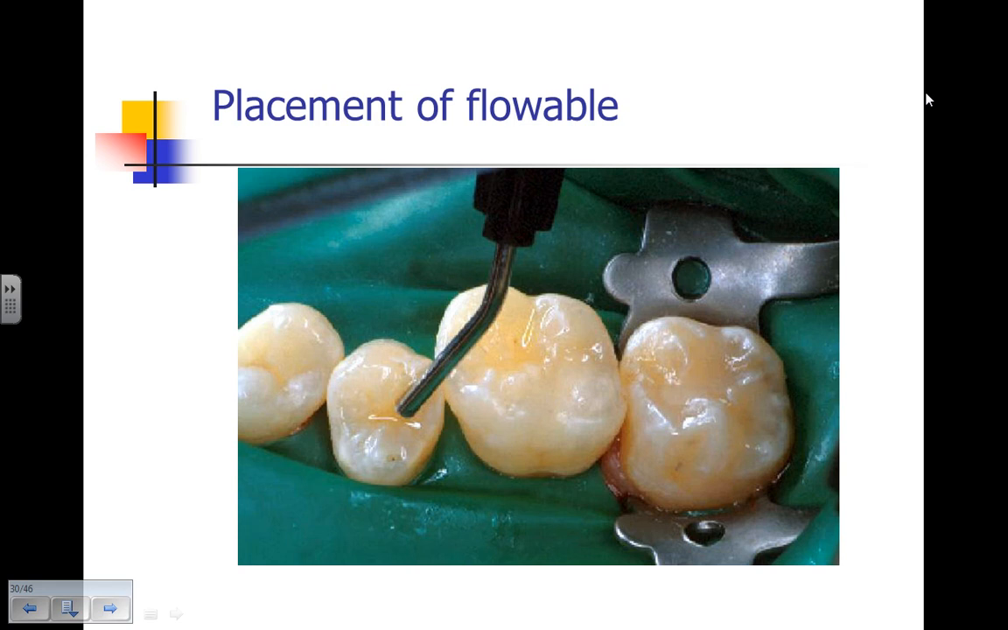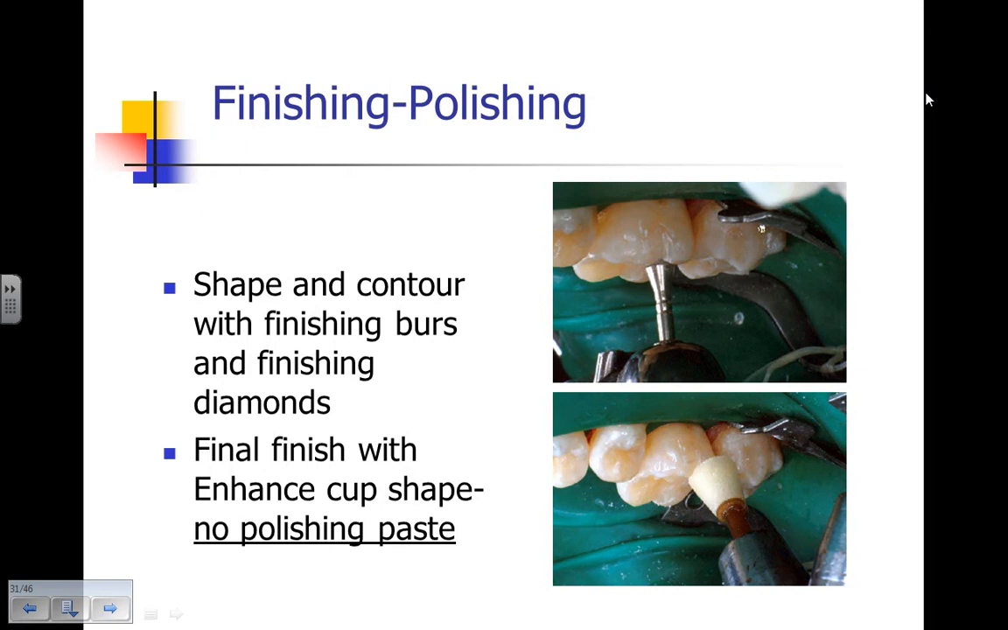We place a flowable in our small, minimally invasive preventive resin preparations. Our finishing of the occlusal is done with finishing burrs, and then our enhanced polisher. Here we're using a cup shape with no polishing paste.